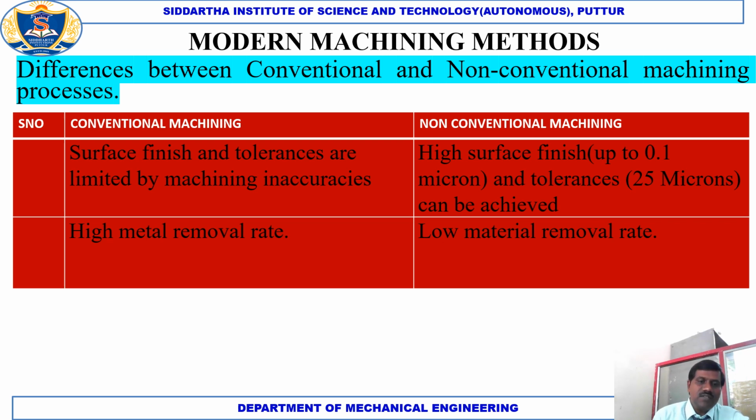In case of the conventional machining process, metal removal rate is high, but in case of the non-conventional machining process, the metal removal rate is low. This is one of the drawbacks of this non-traditional machining process or modern machining methods.